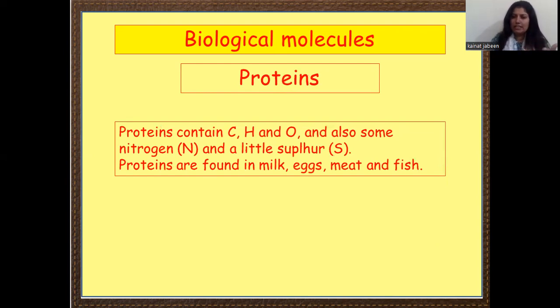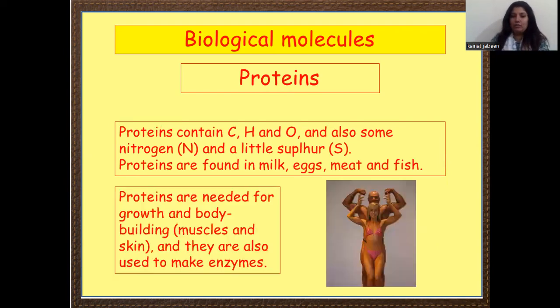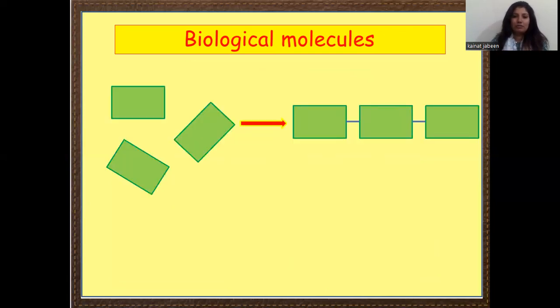The next and last important biological molecule is proteins. Protein consists of carbon, hydrogen, and oxygen, but it also contains nitrogen and a little amount of sulfur, and it is mostly present in milk, eggs, meat, and fish. And what is the main function of protein? It makes our muscles, it makes our muscles strong, and it is also used to make enzymes.